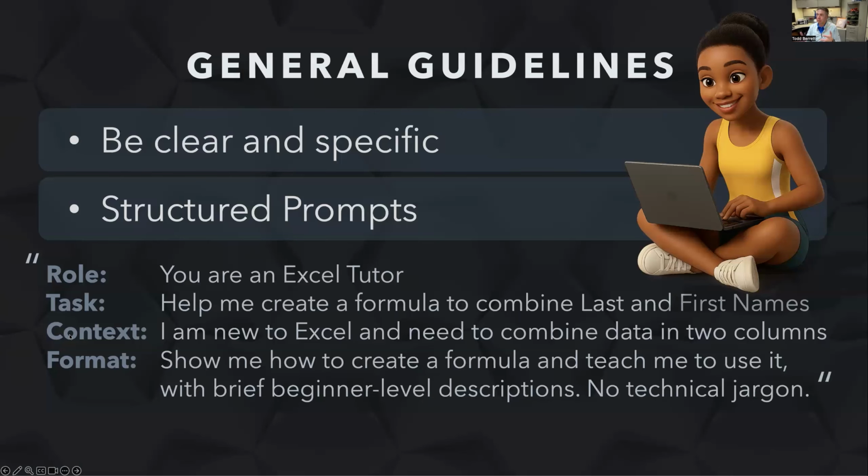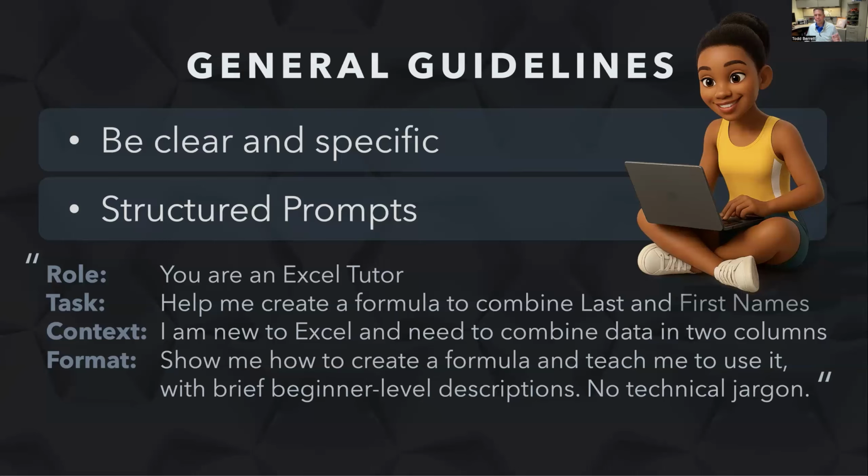You give it a role. Either you tell it your role is Excel tutor, or you tell it what you're trying to do. I'm working on Excel. Tell it what the role is, and then give it a task. Here we say, help me create a formula to combine last names and first names. And then the context, so it knows why you want to combine these. In this context, I said, I'm new to Excel and I need to combine data in 2 columns. A new person may not know how to do that.